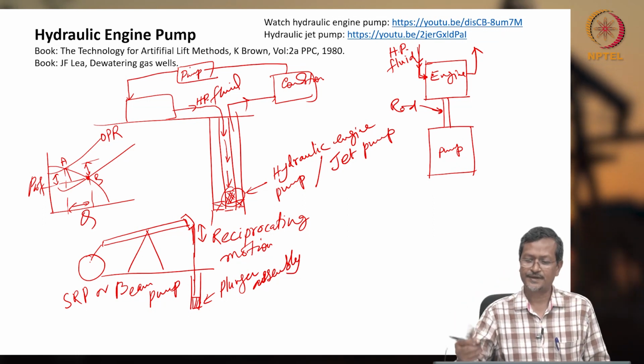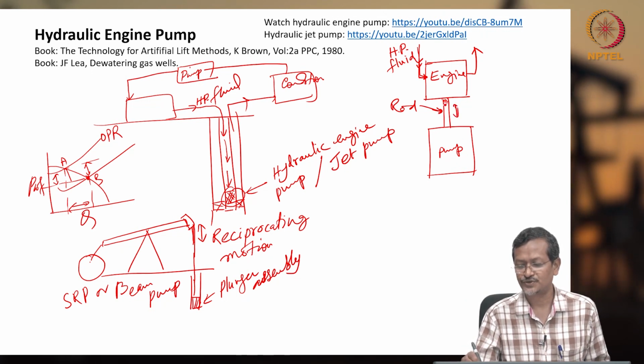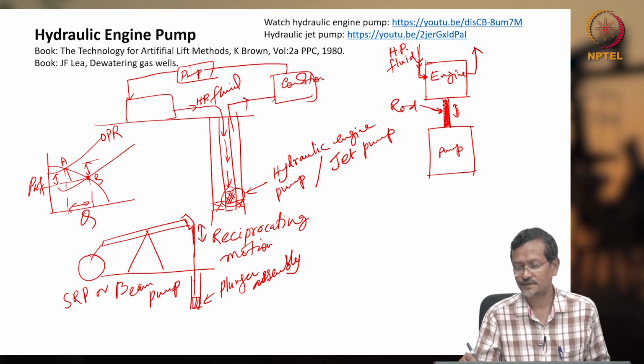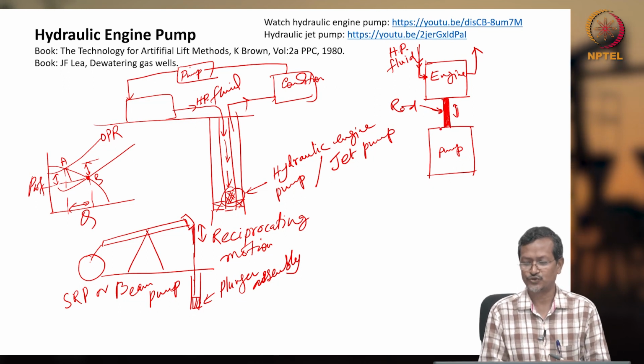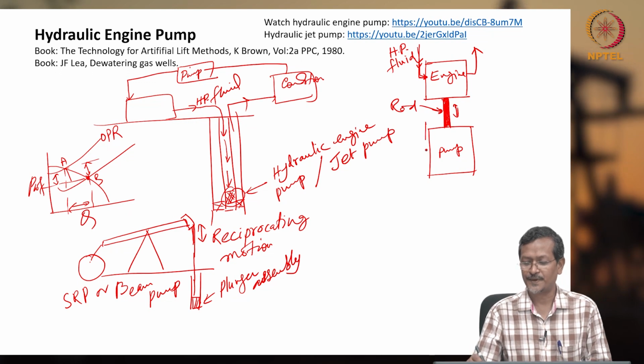Okay, so that engine will create a reciprocating motion of this rod. This rod will get reciprocating motion. This rod, you see, I made completely red color. So this will get a reciprocating motion, and that reciprocating motion will run your pump actually.